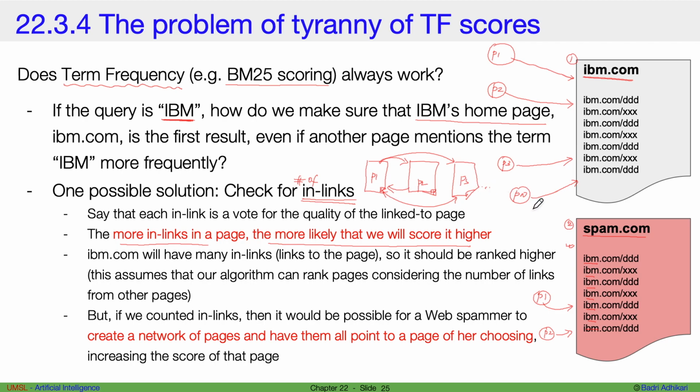So what they have is basically a network of pages, where all the pages will have a high number of inlinks. In other words, spammers could create a network of pages and have them all point to a page of their choosing. That way this page will always have a very high number of inlinks. So this even does not solve the problem. So what we saw is term frequency is not a great idea. Counting the number of links is also not a great idea.